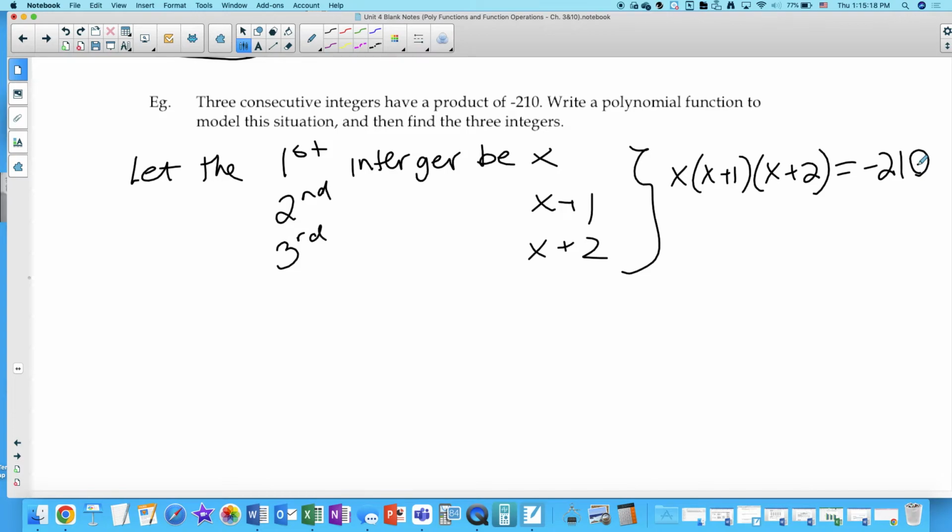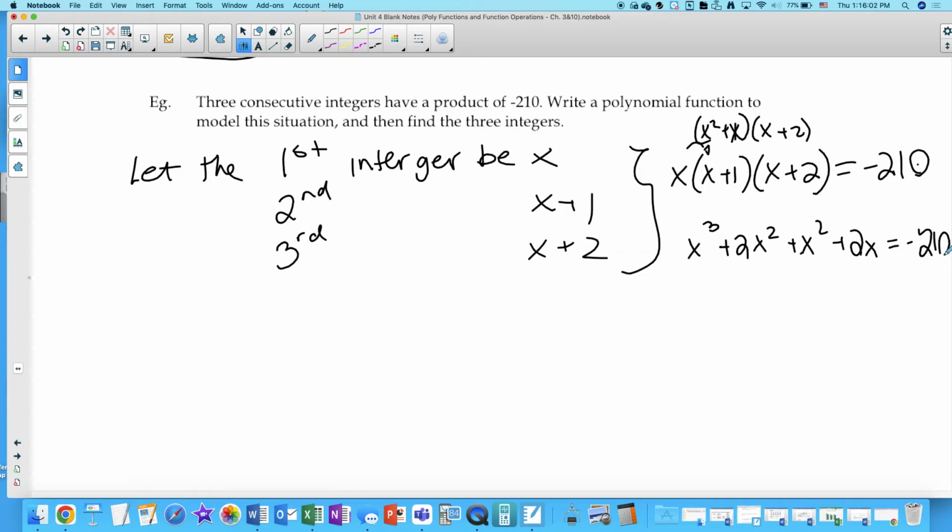Okay, so where do you think we should go next? Yeah, so here we're going to want to expand, because if this is equal to 0, that's great. Then we know the x values. But it's not equal to 0. So we need to expand this, equate to 0, and then try to factor so we can find those x values that work. Just quickly, this becomes x squared plus x, and then times x plus 2. So that's x cubed plus 2x squared plus x squared plus 2x equals negative 210.